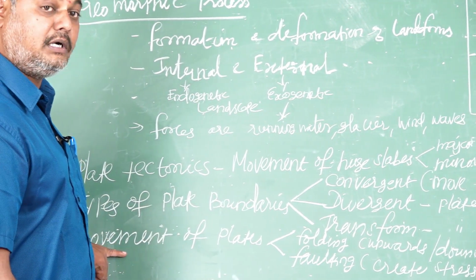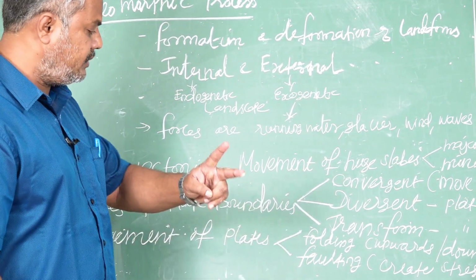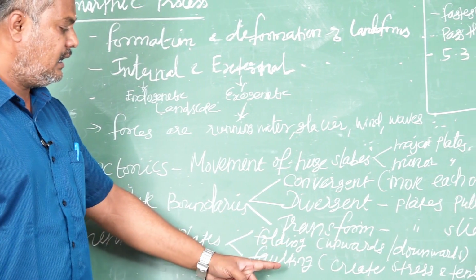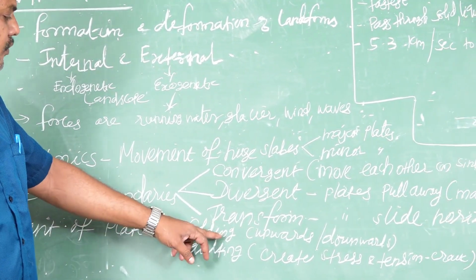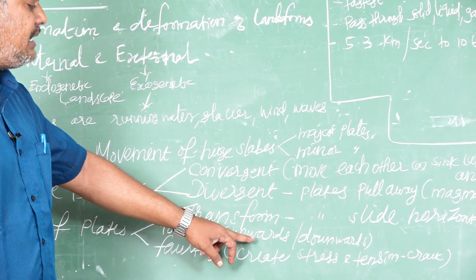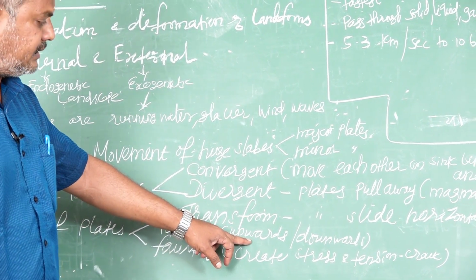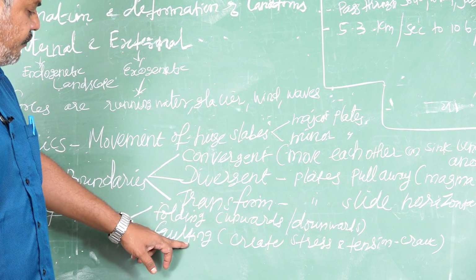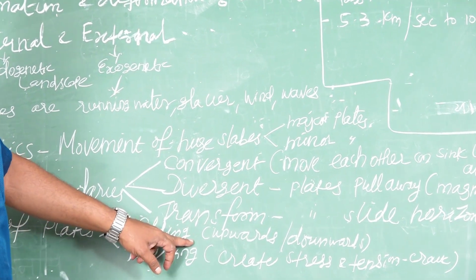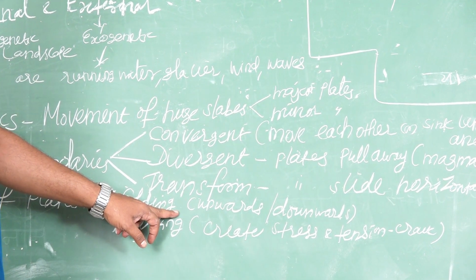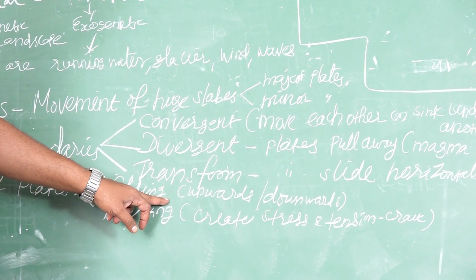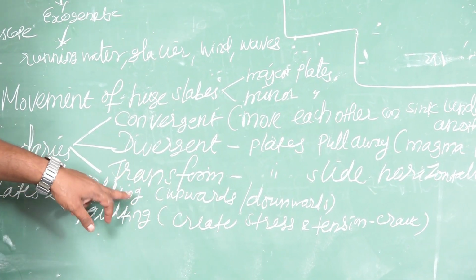Next one is movement of the plates. There are two movements: one is called folding, another is called faulting. Once again, folding and faulting. Folding is movement that may be upwards or downwards. With the help of folding we have the Himalayan mountains, called fold mountains. That is the youngest mountain in the world also. The Himalayas are the best example for folding.